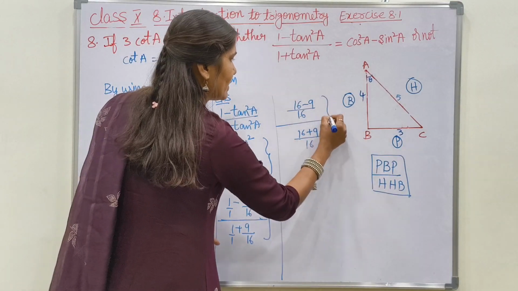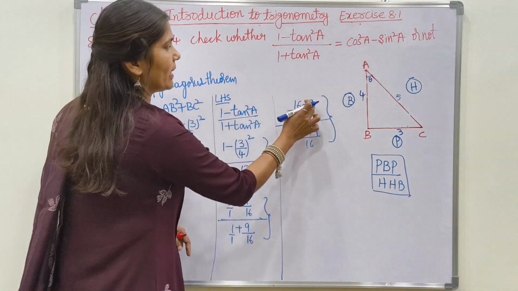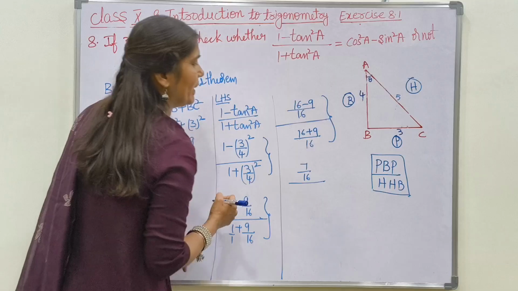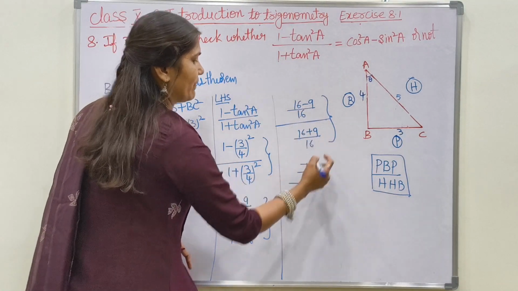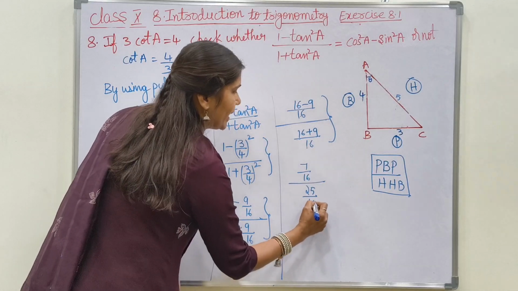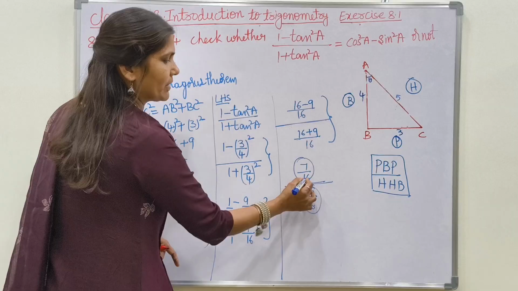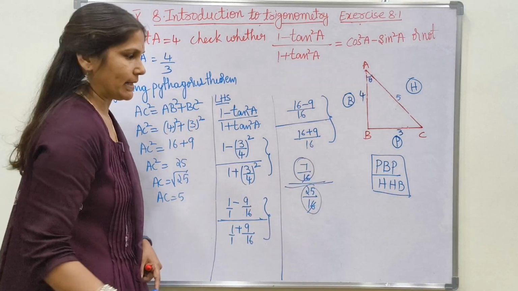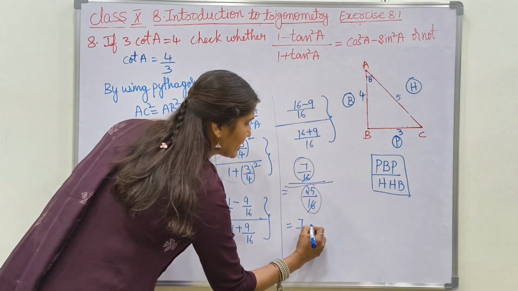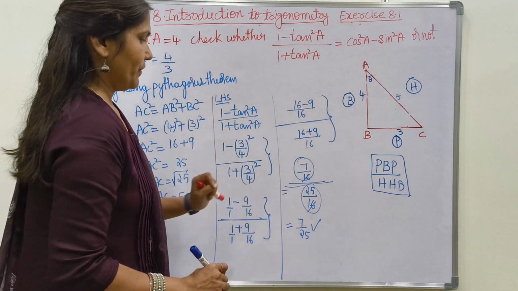This is one step. 16 minus 9 is 7, so 7 by 16, divided by 16 plus 9 is 25, so 25 by 16. This is one fraction, and this is one fraction, with the main divide between them. So the 16 and 16 cancel. What answer do we get? 7 by 25. On the left hand side you got 7 by 25.